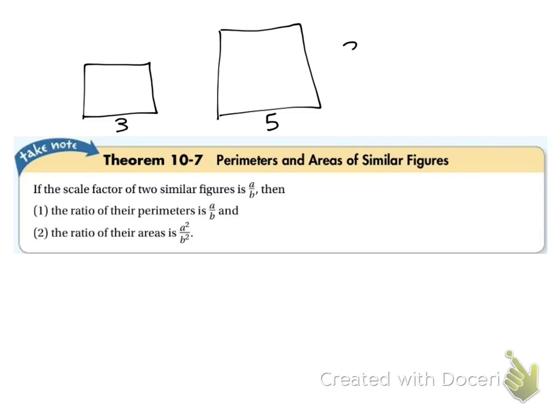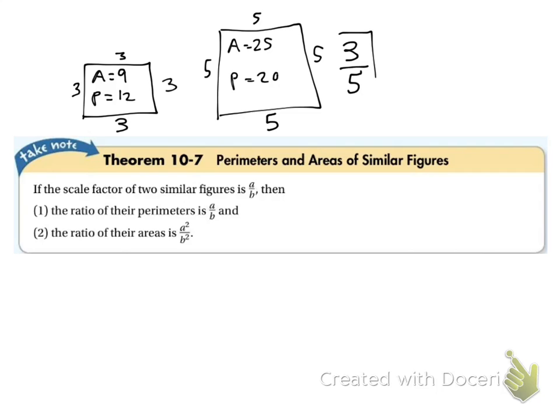Their scale factor would be 3 over 5, right? The area of this one is a square, so 3 times 3 is 9. The area of this one, 5 times 5, that'd be 25. Perimeter around, right? 3, 3, 3, 3. 3 plus 3 is 6, plus 3 is 9, plus 3 is 12. So the perimeter here is 12. Perimeter here, 5 plus 5 is 10, plus 5 is 15, plus 5 is 20. So the scale factor is 3 over 5.